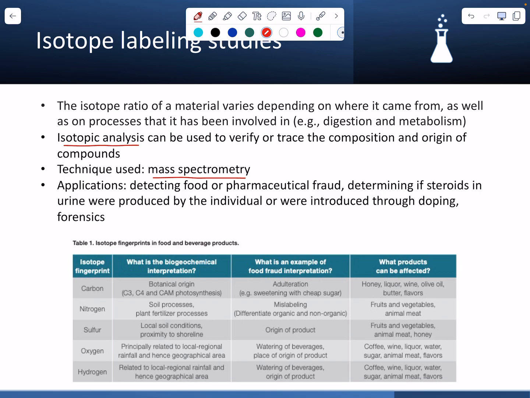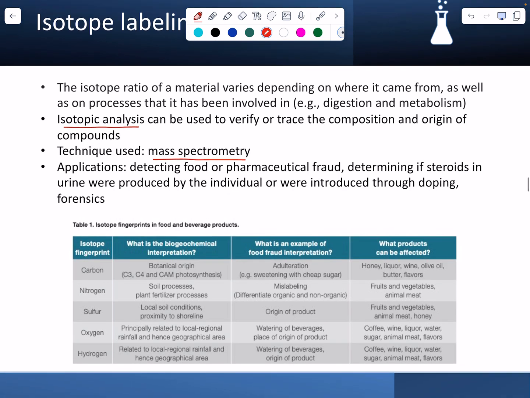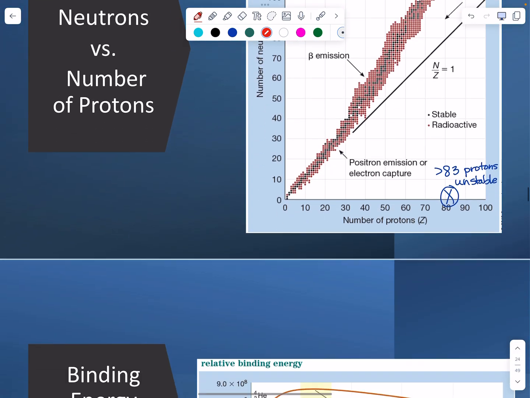We can use it, again, in sports instances. We can tell if a hormone that is found in the urine of an individual is something that was produced naturally by their body or was introduced through doping. And all because there will be different isotope ratios in the atoms that make up those molecules. So there are lots of different interesting things that we can do with isotopes.